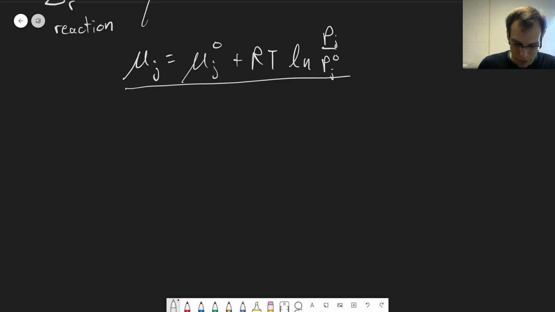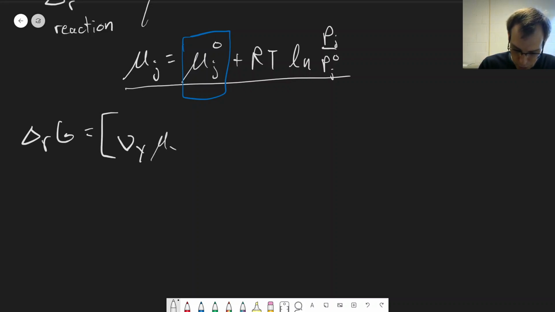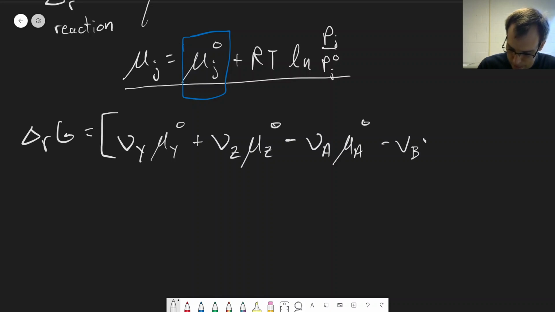Okay, so delta RG. First, what I'm going to do is take all of the standard values, these are just constants, and pull those out at the front of the equation. So delta RG is equal to, I'm going to put them in brackets here, the stoichiometric coefficient for y times mu y naught plus the same thing for z, minus the same thing for a, minus the same thing for b. Okay, so those are all the standard chemical potential values, right? So those I've just pulled out.